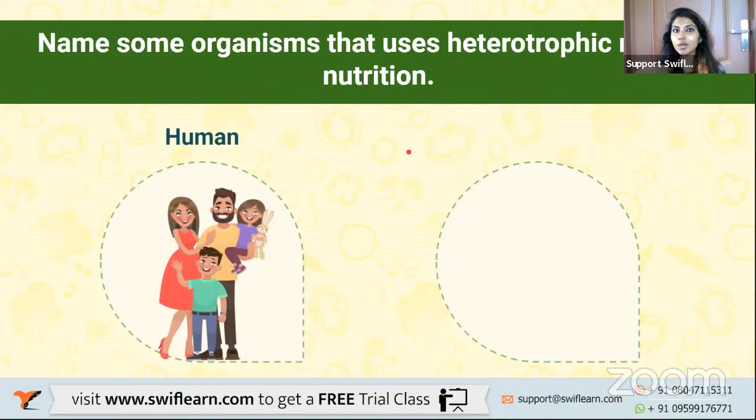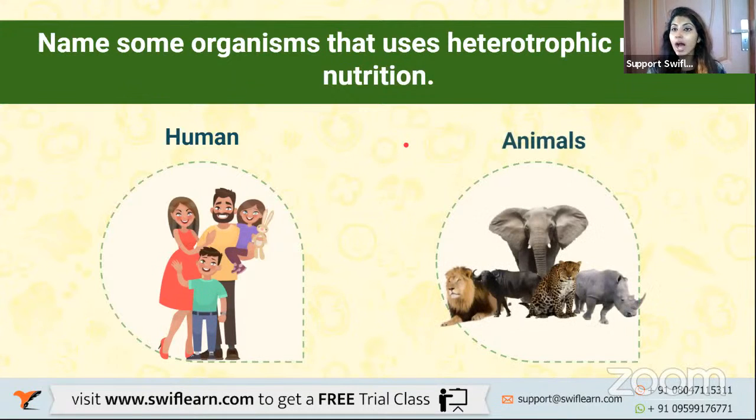Yeah, it is nothing but humans, that is us. We use the heterotrophic mode of nutrition because why? We are consumers. Also animals. Again, why? Animals take the nutrition from plants, right? So one main example of organisms that use heterotrophic mode of nutrition is humans and animals.